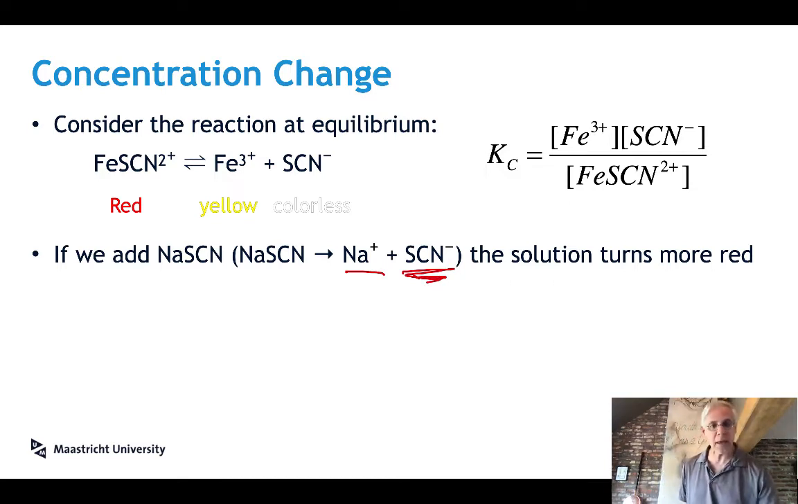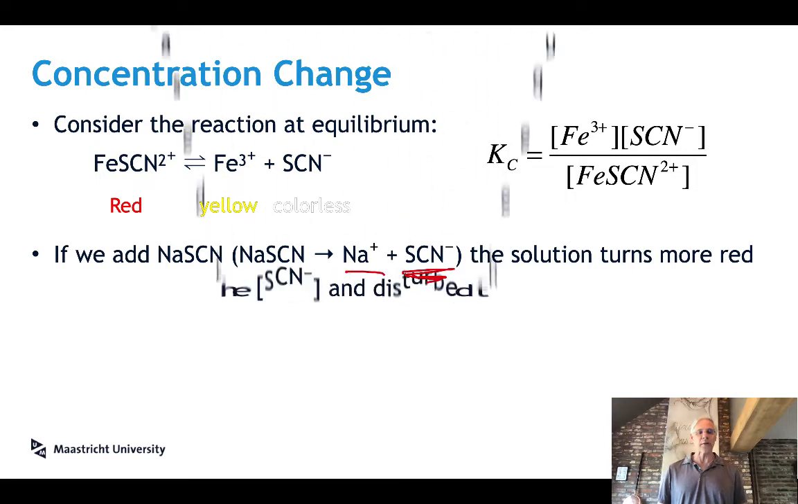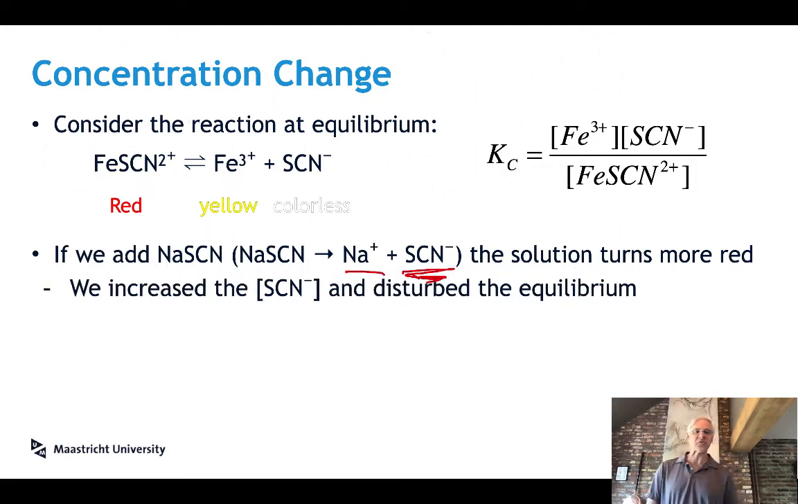Now, what we see if we add some thiocyanate, even though thiocyanate itself is colorless, is that the solution turned more red. Well, why is that? One of the things we did was to increase the thiocyanate ion, so that disturbed the equilibrium. Remember, the reaction was at equilibrium. I had the exact amounts of FeSCN2+, Fe3+, and SCN- to be at equilibrium. And then I threw it out of equilibrium by adding something that's part of the equilibrium constant expression.